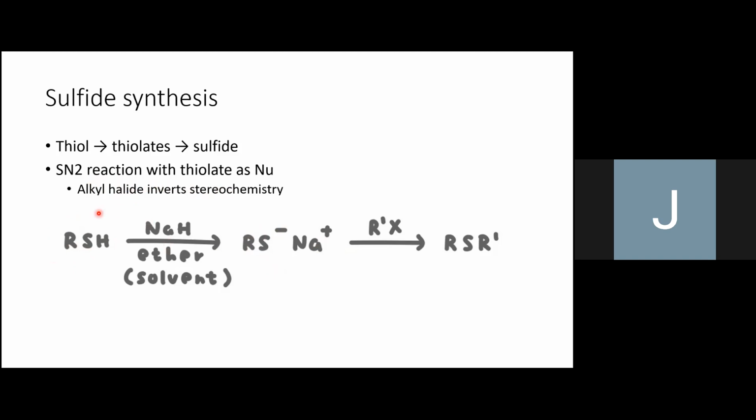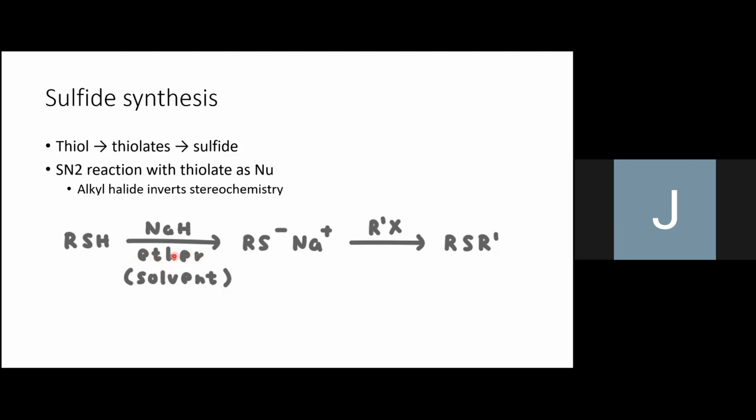But this is the general form of this reaction. So you have any phenol, where R stands for any alkyl group. In this case, you're going to have your strong base. NaH is usually what you'll see, and you're going to be in some kind of solvent. In this case, ether is usually what you see a lot.